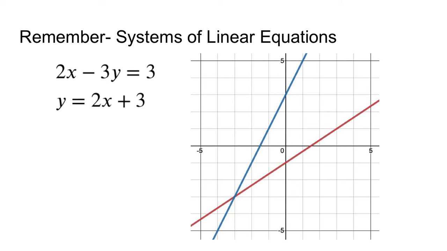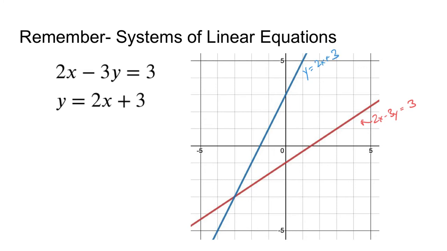First, let's remember how to solve a linear system of equations and what we're actually looking for when we're solving a system. If I look at the system of equations 2x minus 3y equals 3, and y equals 2x plus 3, they're graphed over here on the side. The red line is 2x minus 3y equals 3, and the blue line is y equals 2x plus 3.